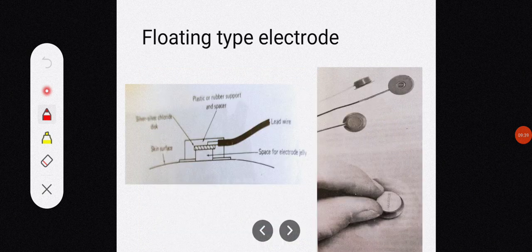Then a new type of electrode came, that is the floating electrode, which was introduced in various forms by various manufacturers. So what is the advantage of this electrode? It was used to eliminate movement artifact by avoiding any direct contact of the metal with the skin. So there was no direct contact of metal with the skin. The only conductive path between the metal and the skin is the electrolyte jelly, which forms an electrolyte bridge.